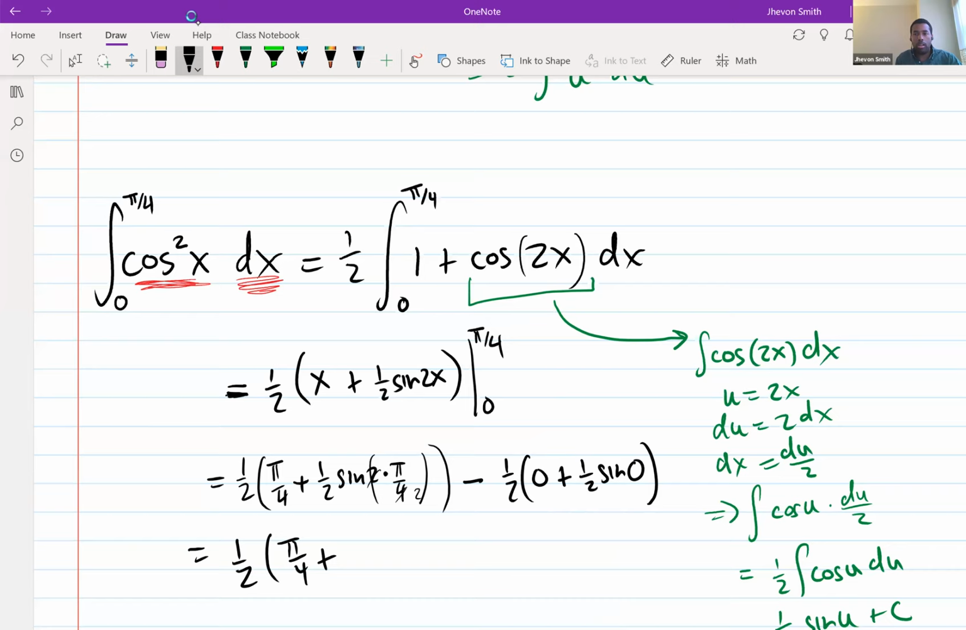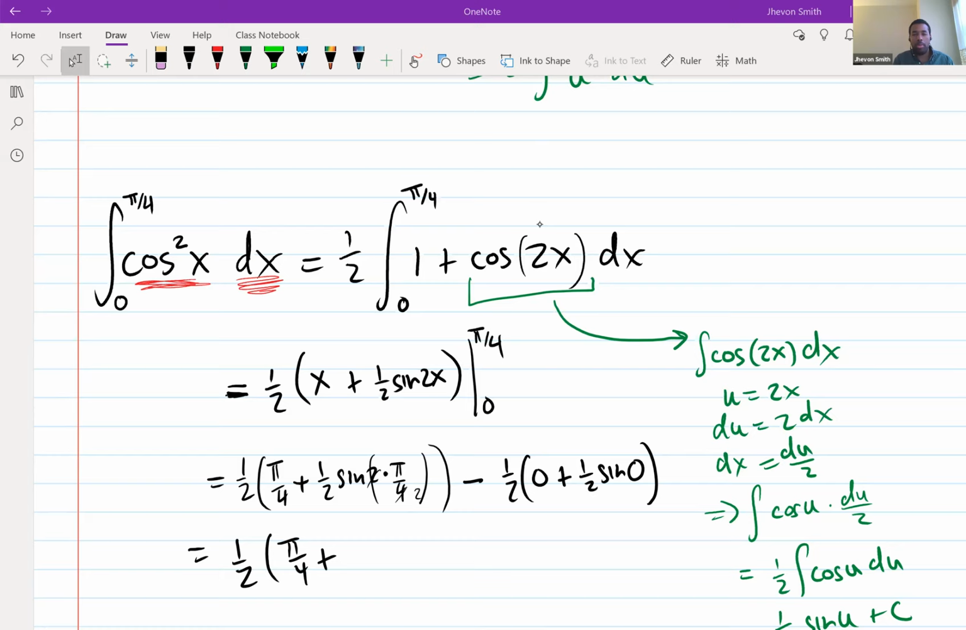You get sine of pi over 2. What's sine of pi over 2? Sine of pi over 2? What's sine of pi over 2? Don't plug into your calculators. I don't know why you guys are taking so long. Is that plugging into your calculators? Sine of pi over 2. It's 1, right? So sine of pi over 2 is 1.